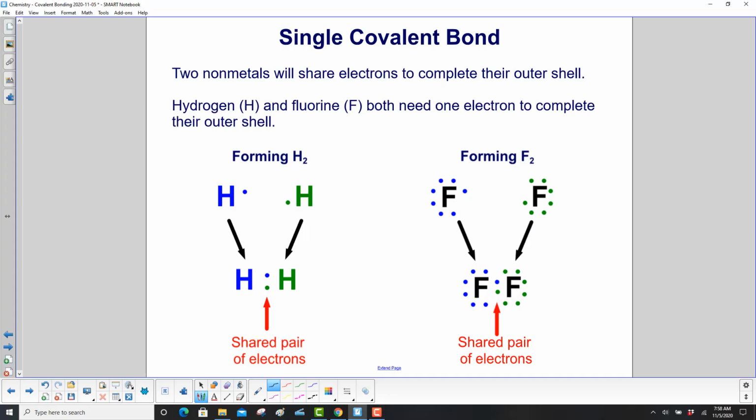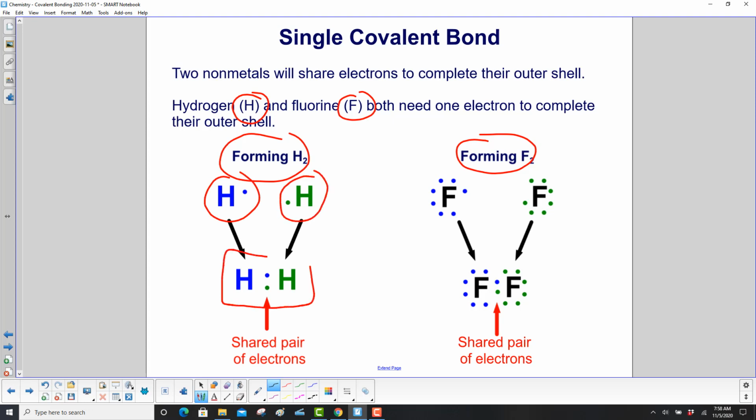2 nonmetals will share electrons to complete their outer shell. Hydrogen and fluorine both need 1 electron to complete their outer shell. So here you have 2 hydrogens, and they join together and they have a shared pair of electrons, right? This blue one is from the blue hydrogen and the green is from the green hydrogen.